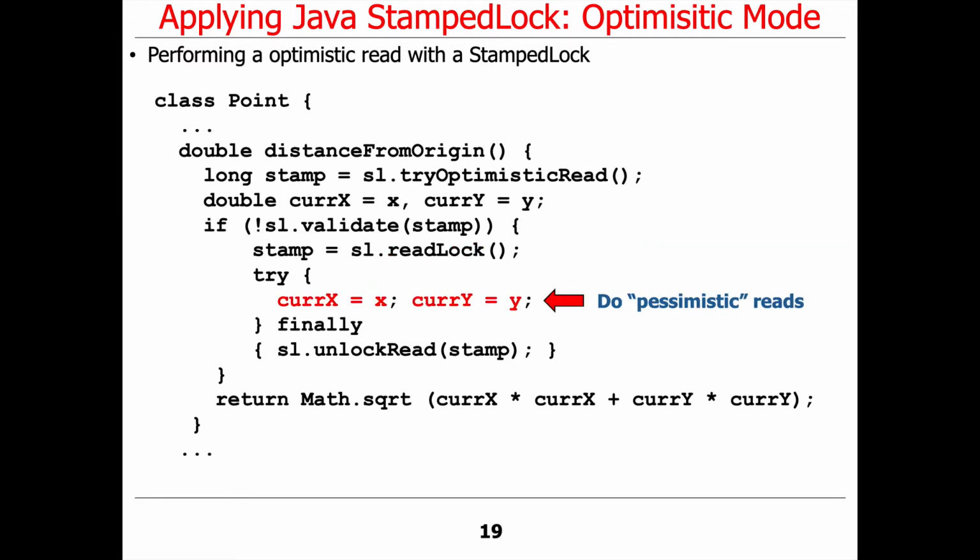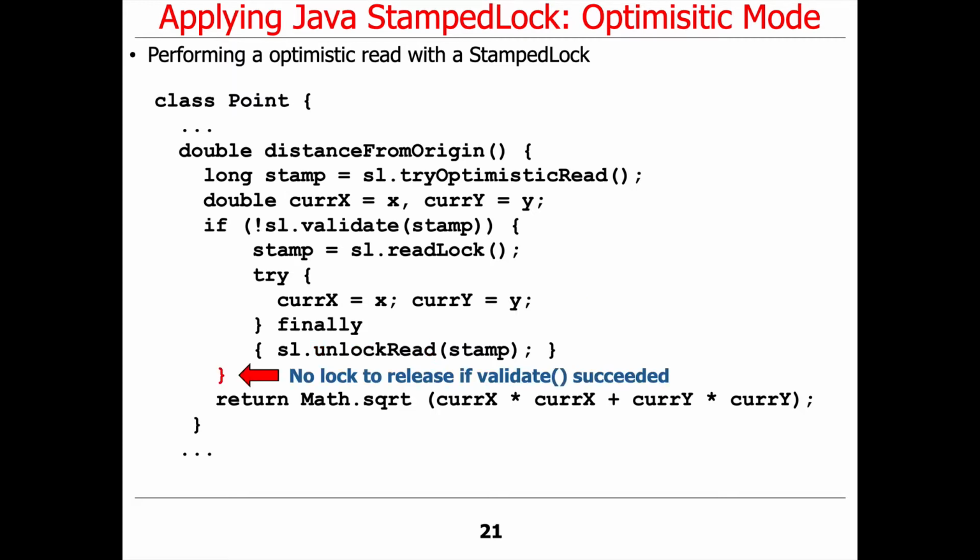And now with that read lock held, we'll do these pessimistic reads of x and y into curX and curY. And then we'll release the read lock using our try-finally convention to make sure that we always get this lock released, even though it's unlikely to ever have an exception in that critical section. Note that if validate succeeded, in other words, if validate returned true, there's no lock to release. In any case, we do the computation with curX and curY in order to compute the square root and therefore get the distance from the origin.